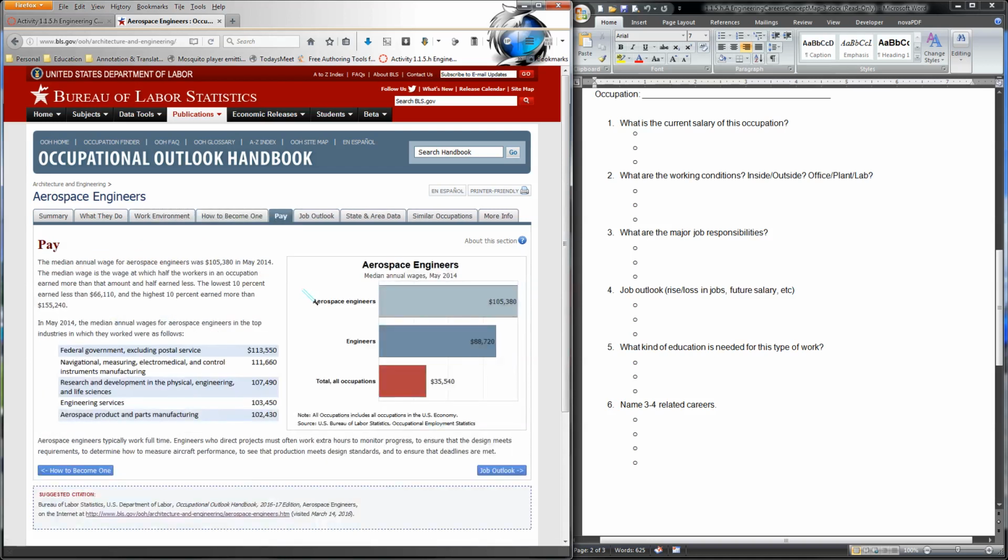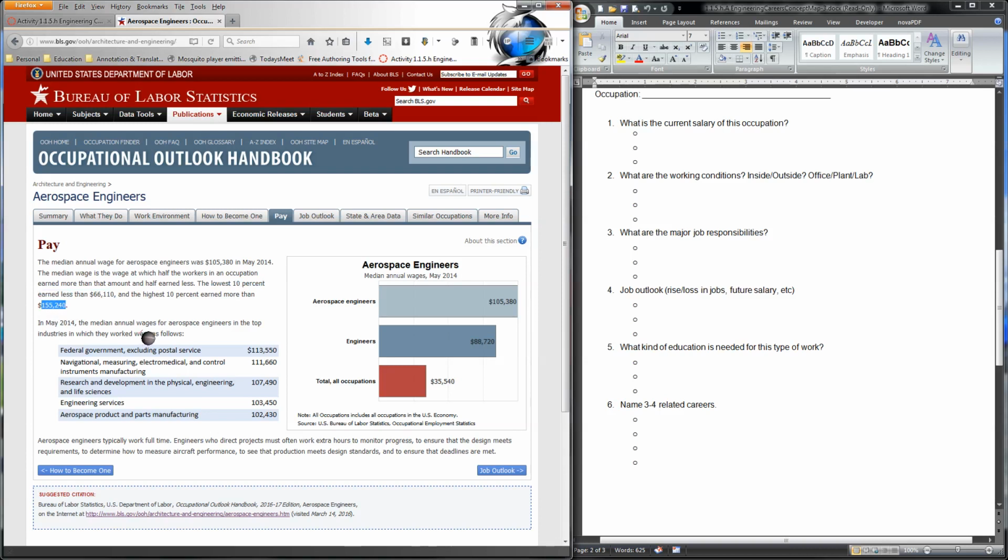What kind of pay do they have? Usually in this first paragraph, it's going to talk about the median wage for that job, median meaning the middle pay. The middle pay for this job would be $105,000 in 2014. The lowest 10% of people working in this career would be making $66,000, and the highest paid 10% are going to make $155,000.